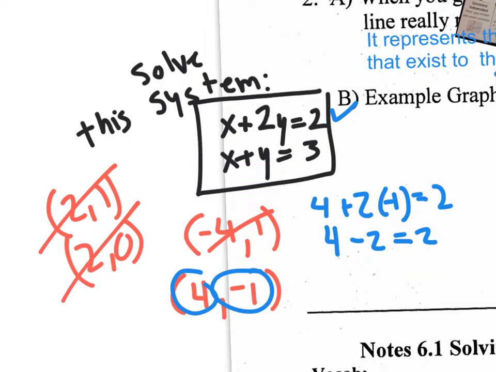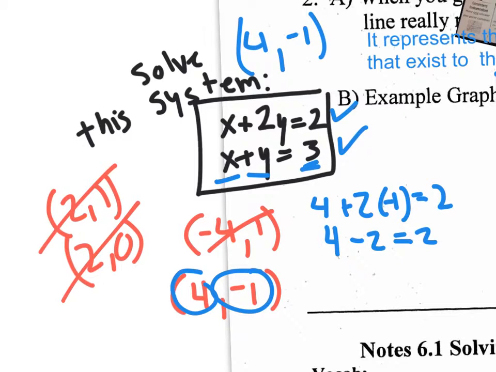4 plus negative 1, does it give me 3? Yes, it does. So I've double checked it. So my correct answer to this system is 4 comma negative 1. That's your answer, right? Do we understand it? You understand how to do this method?